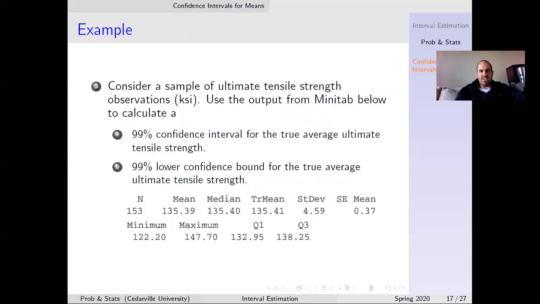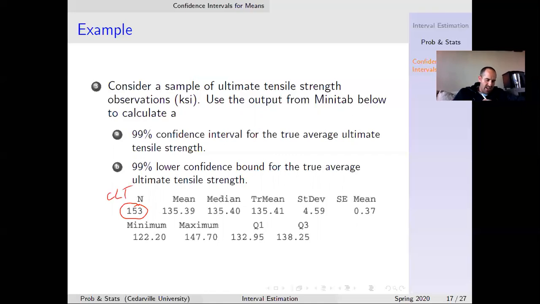Okay, so here is an example. Consider a sample of ultimate tensile strength observations. Use the Minitab output below to calculate the following. We want a 99% confidence interval. So first of all, what's the mean here? Look at this. We have no idea what the underlying distribution is, but the sample size is massive. It's 153. So we can invoke the CLT.